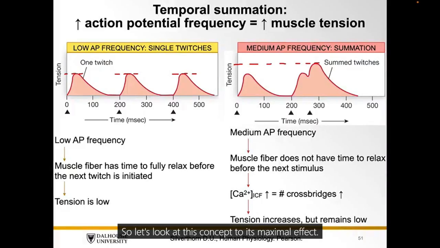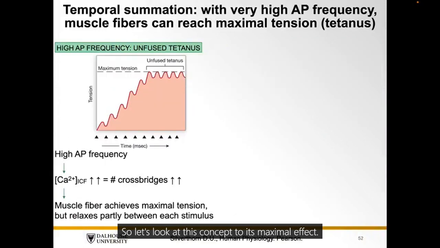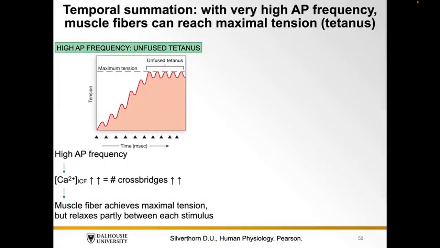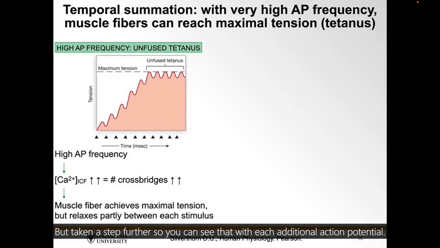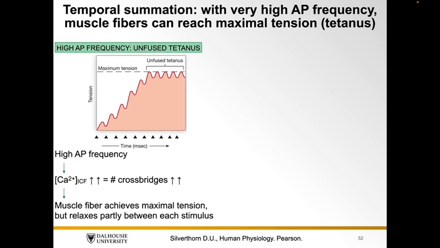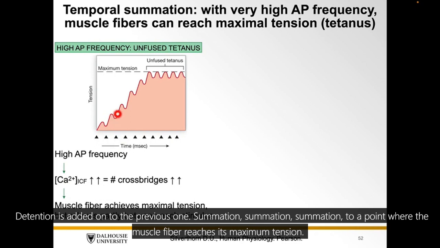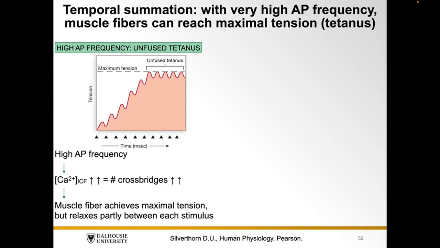So let's look at this concept to its maximal effect. Let's now increase the action potential frequency even more. Now you can see how close together these action potentials are. And what happens here is just the concept of summation, but taken a step further. You can see that with each additional action potential, the tension is added onto the previous one. Summation, summation, summation. To a point where the muscle fiber reaches its maximum tension.